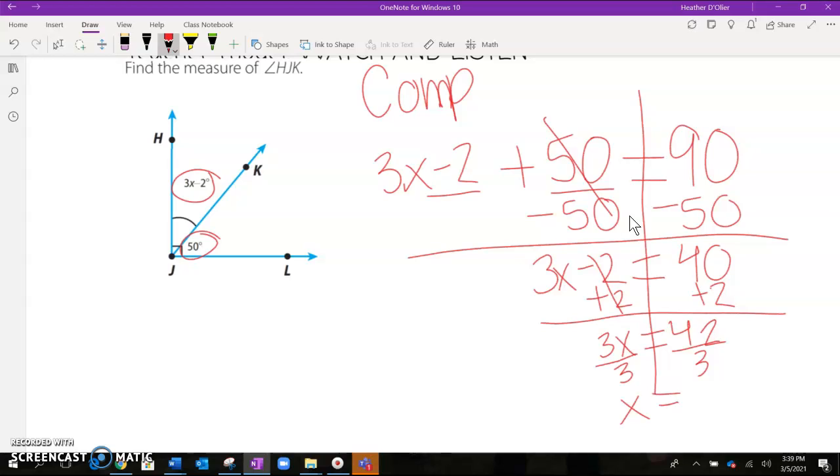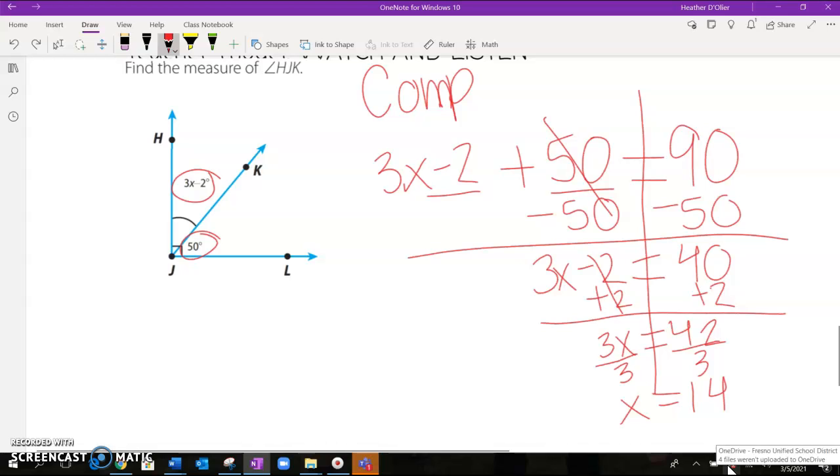X equals, I think, 3 times 12 would be 36. 3 times 13 would be 39. It's 14. Yeah, because 3 times 4 is 12. Yep. So we get that x equals 14. And I already know that the measure of angle HJK is 40, because right here it says that 3x minus 2 equals 40. But I'm still just going to model applying that using that variable, okay?